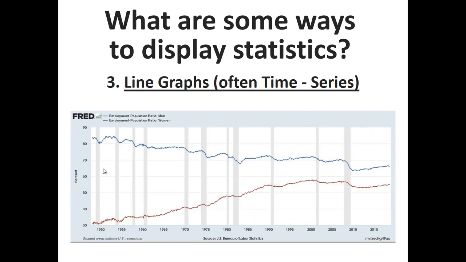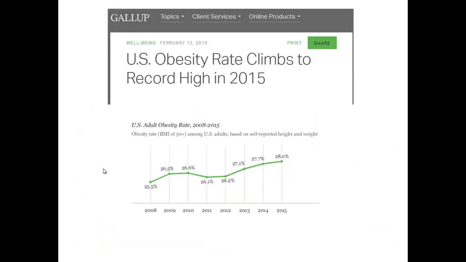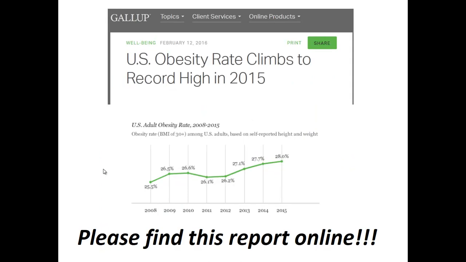That's confusing. Let's not look at that one. Here's a pretty good one here. Gallup does it all the time when they make line graphs like this. You can see they're talking about U.S. obesity climbing to a record high. Okay, record high, don't worry about that. But you see how 28.0, yes, definitely is larger than 27.7.